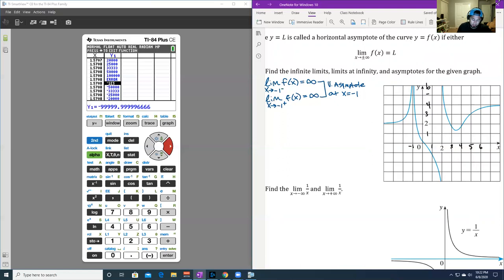Look at the graph again, and where else do we have a vertical asymptote? Well, that's going to be at the x value of 2. When we approach 2, we see that this tail heads towards negative infinity, and this tail heads towards positive infinity, which can only mean one thing. So let's write it down.